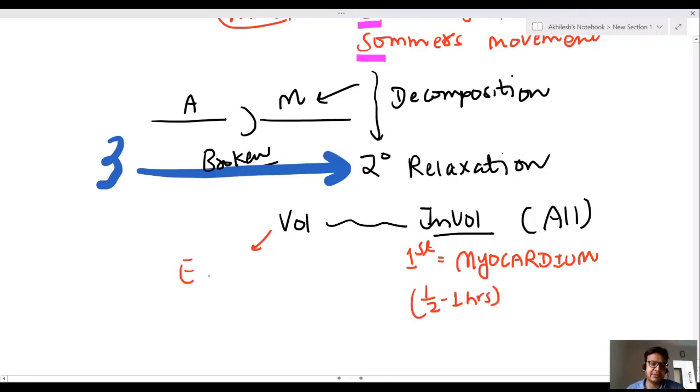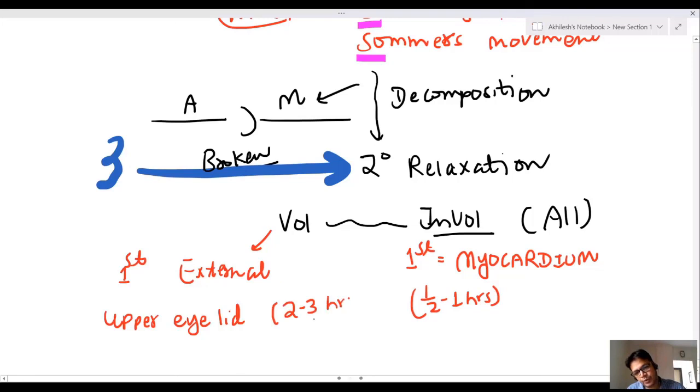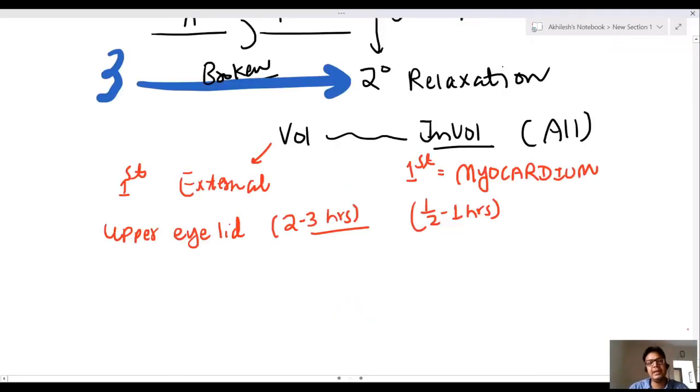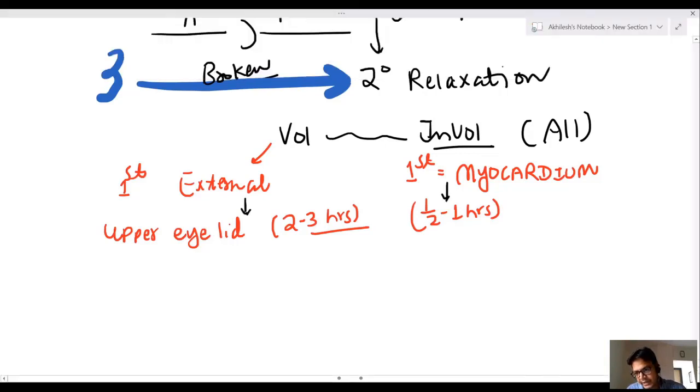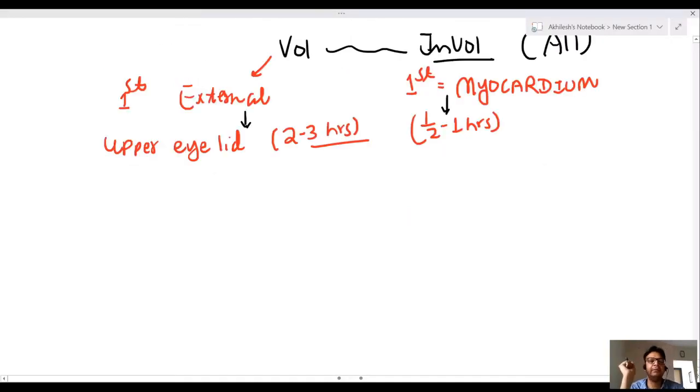First external muscle is the upper eyelid, and in the upper eyelid it develops in 2 to 3 hours. Overall, the first muscle is myocardium, developing in half an hour to 1 hour. And the first external muscle is the upper eyelid. It develops in 2 to 3 hours after death.